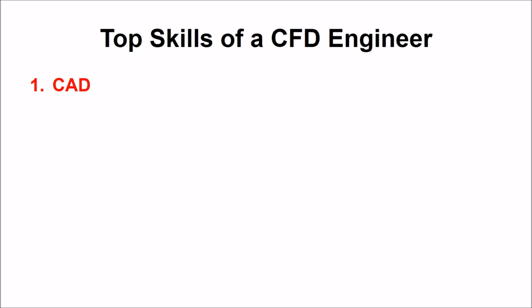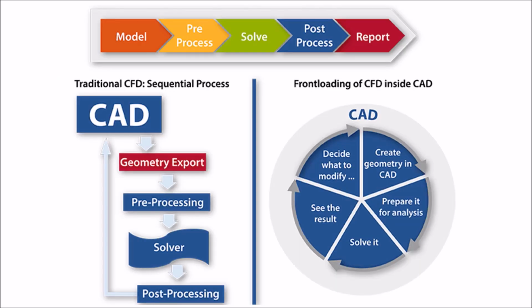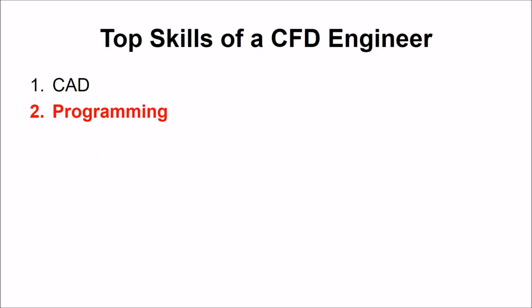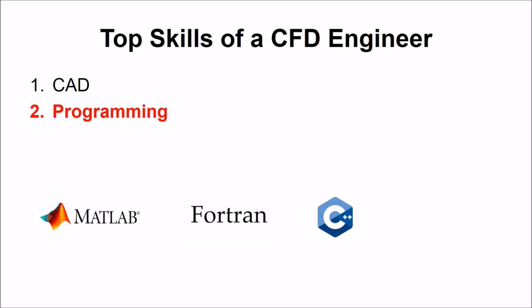CAD. Computer-aided design is an essential skill for CFD engineers as it allows them to create accurate models of the objects they are simulating. Without CAD, it would be very difficult to create accurate CFD simulations. Second is programming. CFD engineers use programming to create models and simulations of fluid flow. This helps them to understand how fluids will behave in real-world situations and to design better products and systems. Matlab, Fortran, C++ and Python are programming softwares used in CFD.